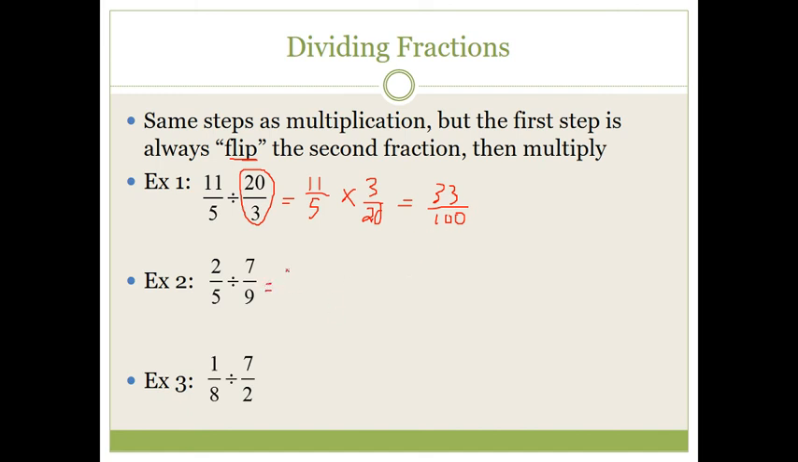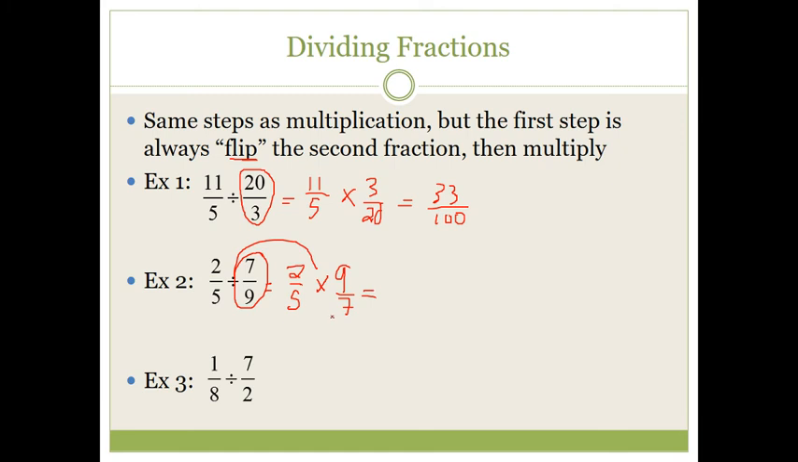Let's try example 2. So remember, I'm going to leave the 2/5 the same. I'm going to change that division into multiplication, and I'm going to take that fraction and flip it over. So whatever I'm dividing by, that's what I flip over. I don't flip over both of them. Only the second one, only what I'm dividing by is what I flip.